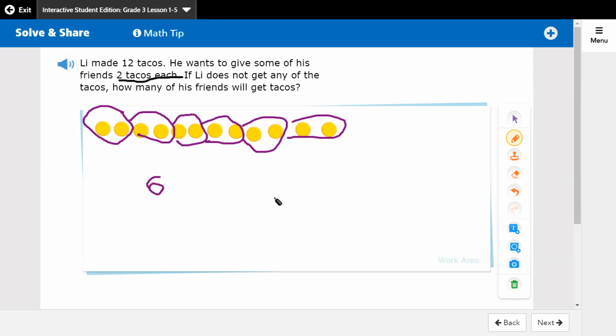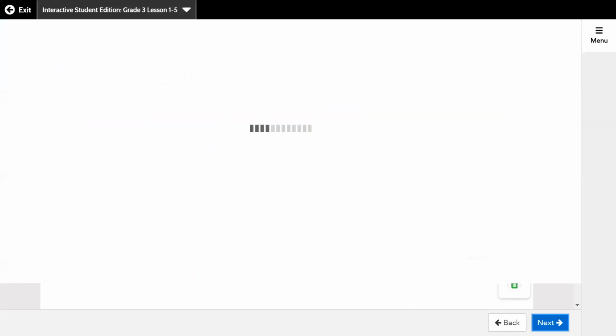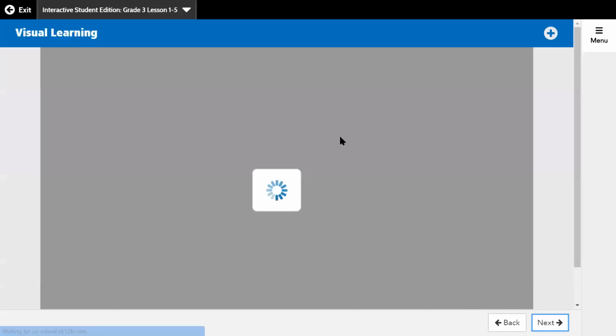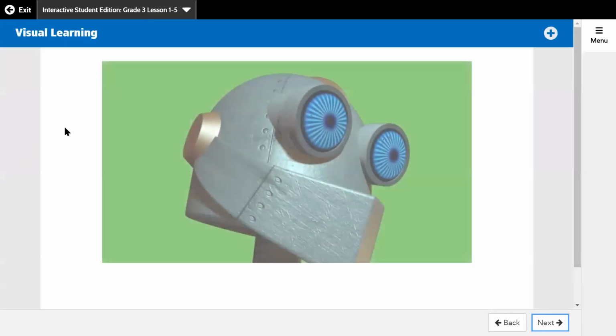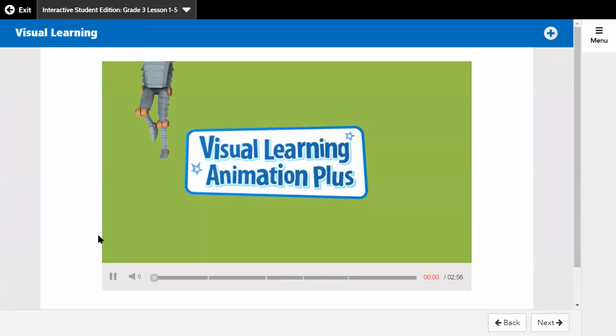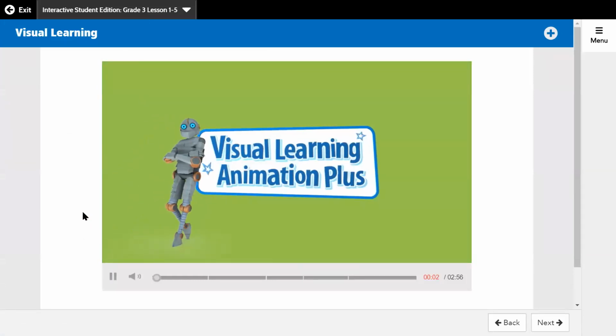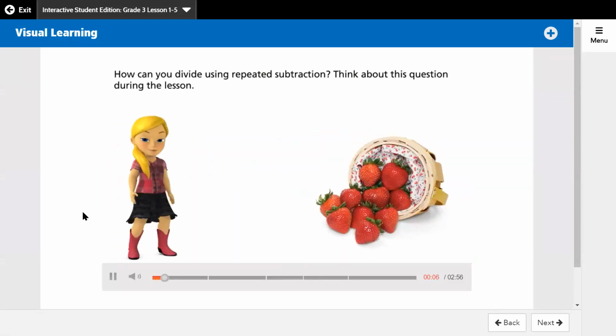Today, during our lesson, we're going to be using the same kind of thing to solve these problems, but instead of just counting them out like this, we're going to use subtraction and actually skip counting backwards in order to get to our final number. So here we go. How can you divide using repeated subtraction? Think about this question during the lesson.